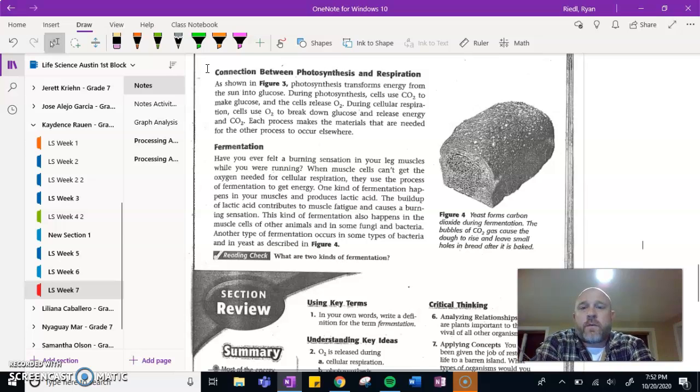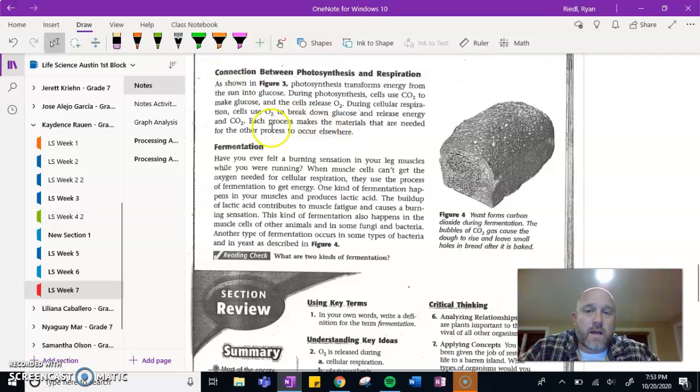As shown in figure 3, photosynthesis transforms energy from the sun into glucose, or sugar. During photosynthesis, cells use carbon dioxide to make glucose, and cells release oxygen. During cellular respiration, cells use oxygen to break down glucose and release energy and carbon dioxide. Each process makes the materials that are needed for the other process to occur.